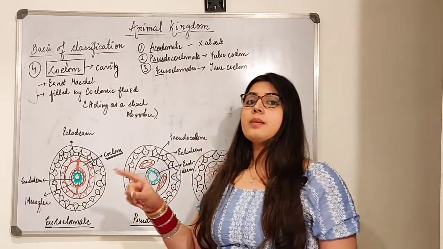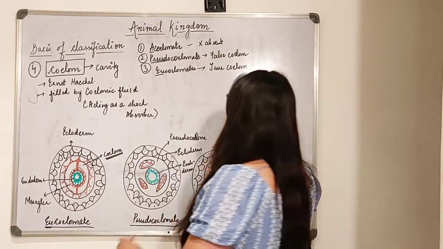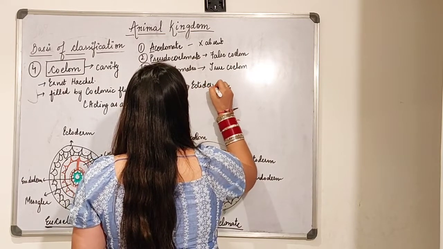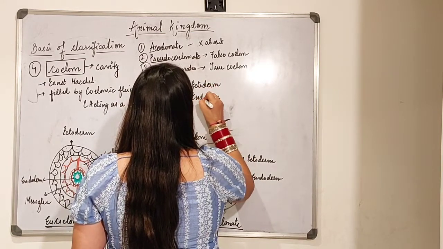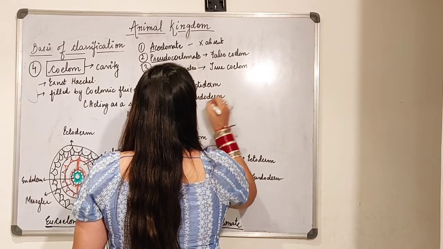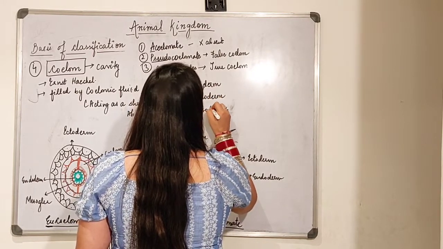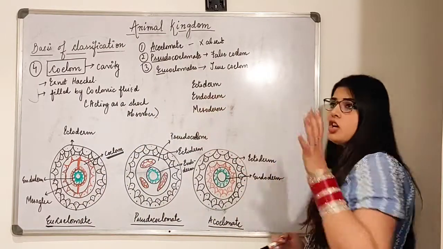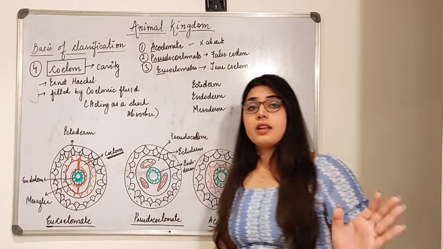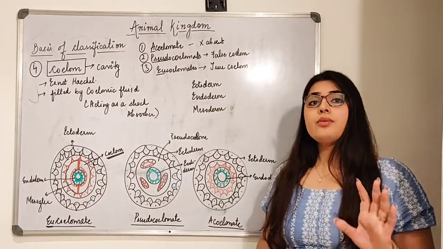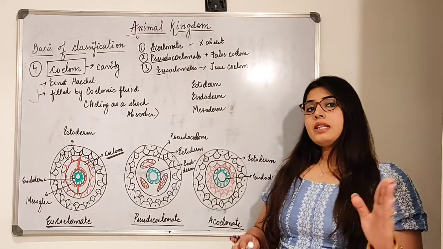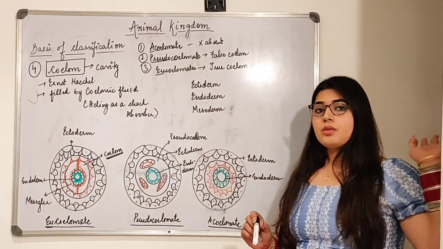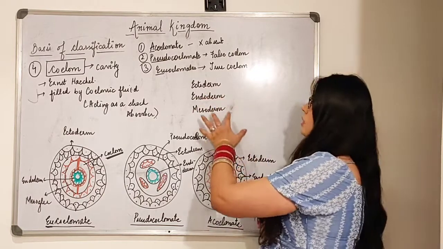There were three layers known as ectoderm, endoderm, and mesoderm. I won't be telling in detail about these three terms because we have already discussed them and I have dedicated an entire video to this. If you haven't watched it, go watch that video first and then come back to this one. So these three layers we talked about in the previous video: ectoderm, endoderm and mesoderm.